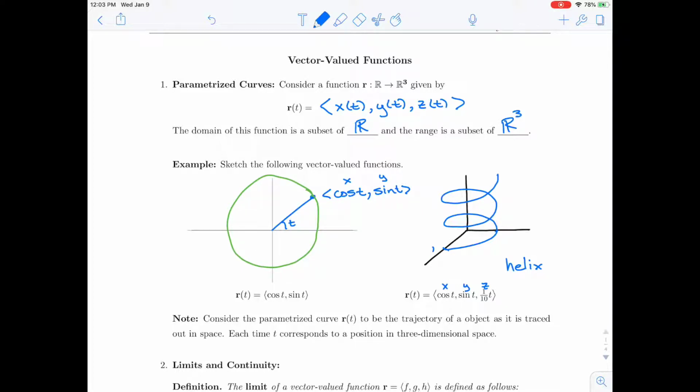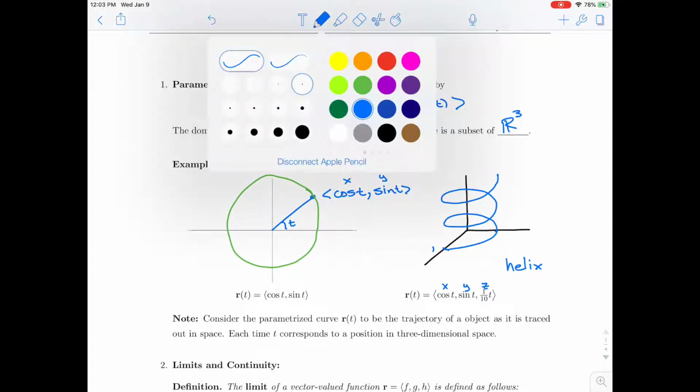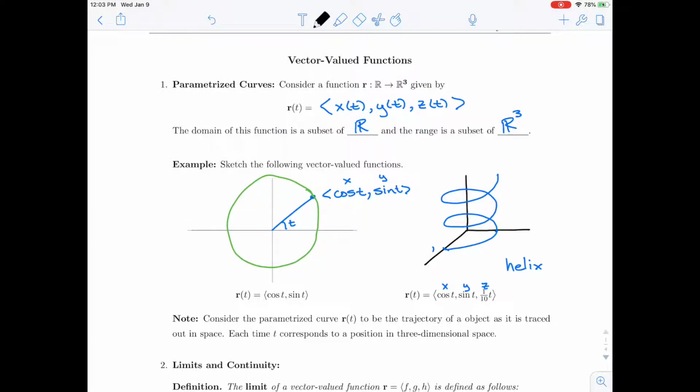So basically, you want to understand that at each time t, that defines a point x of t, y of t, z of t, and if we let t vary, then that will give us a curve in space.